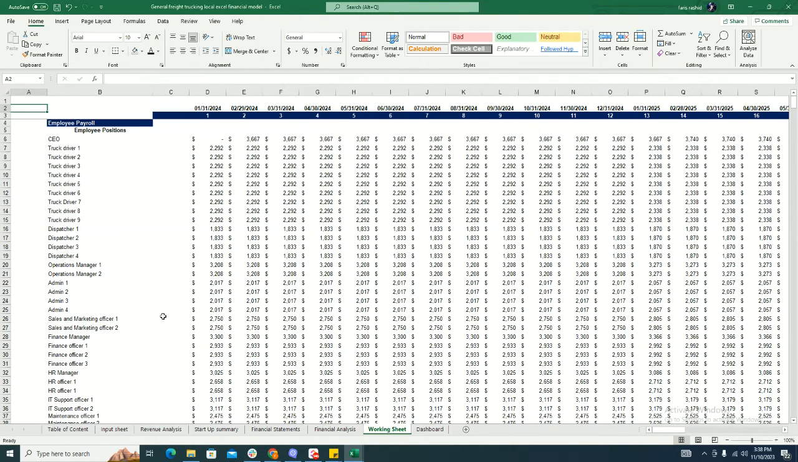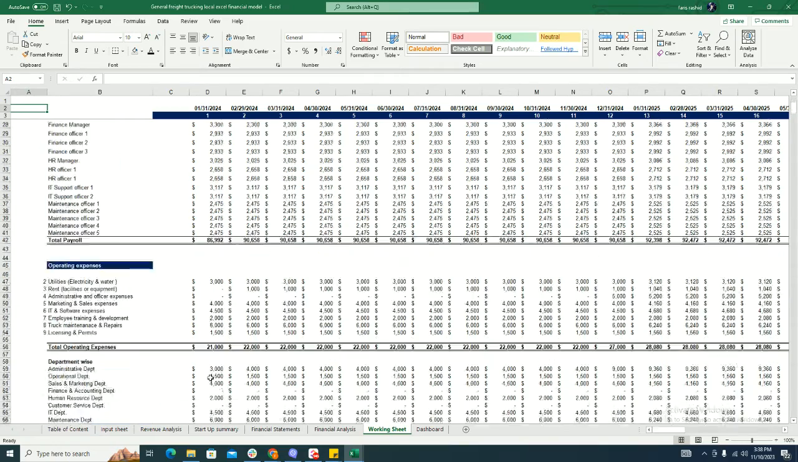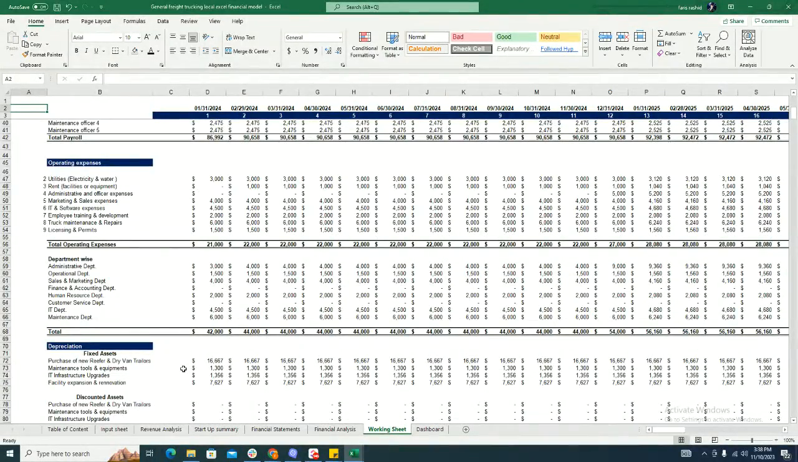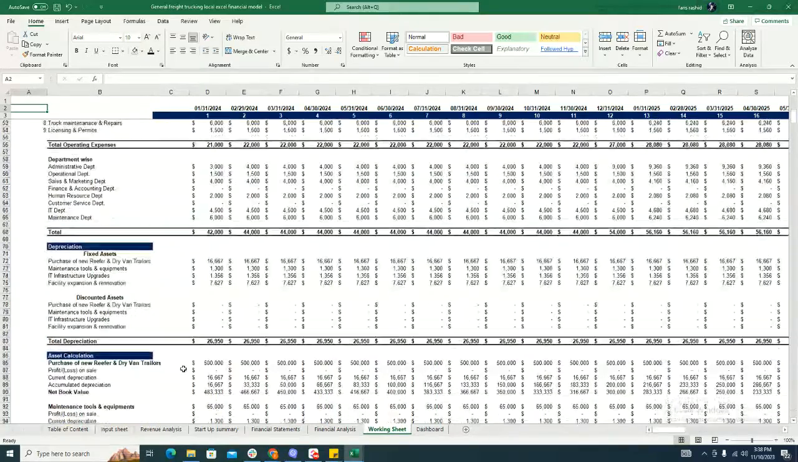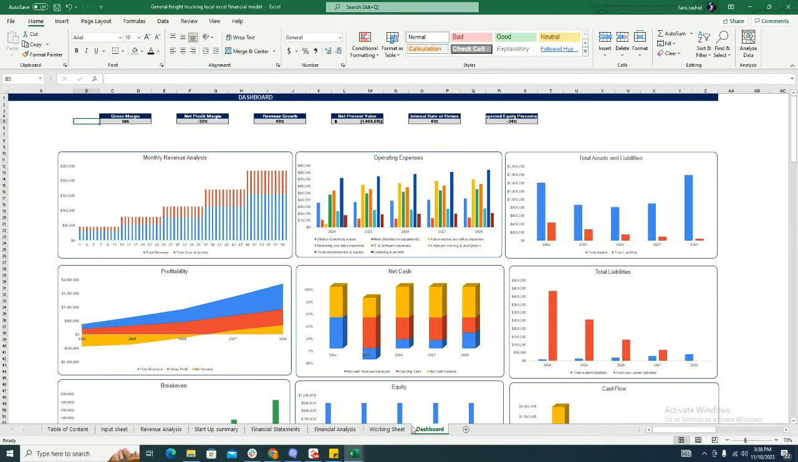Then comes the working sheet. Basically, the working sheet includes all the relevant information that the business includes. These are all the workings that are being used in the financial statements of the business. As you can see over here, it includes operating expenses, payrolls, depreciation, loan schedule, and working capital assumptions or calculations.